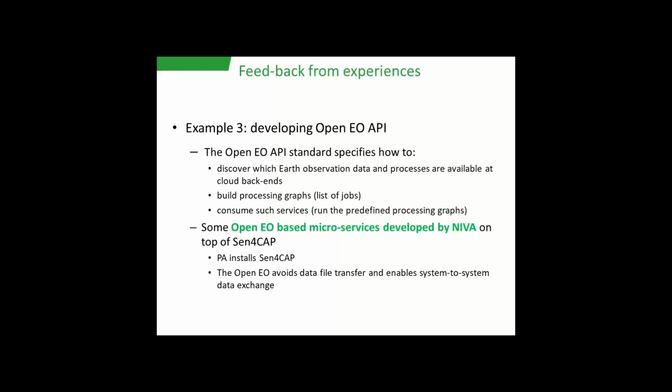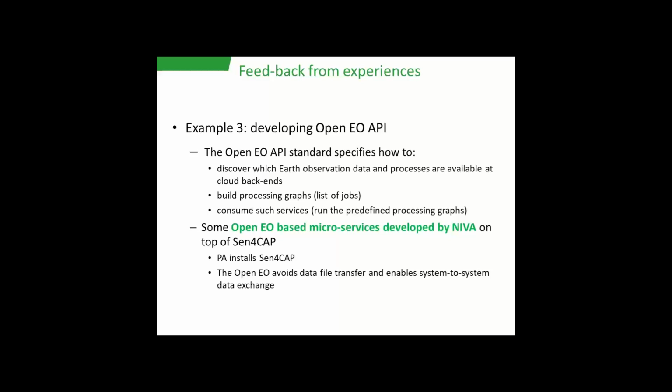A third example is a chapter about developing an OpenEO API. It's some kind of standard that specifies how to discover Earth observation data, to build processing graphs, some list of jobs, and then to consume this service by running these graphs. And there are some OpenEO-based microservices that are developed by NIVA on top of Sen4CAP. The idea is that in the basic scenario, the paying agency is installing Sen4CAP, and OpenEO is mainly used to avoid manual data file transfer, and it enables system-to-system data exchange.